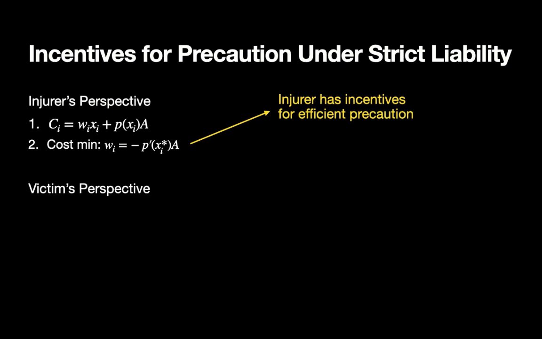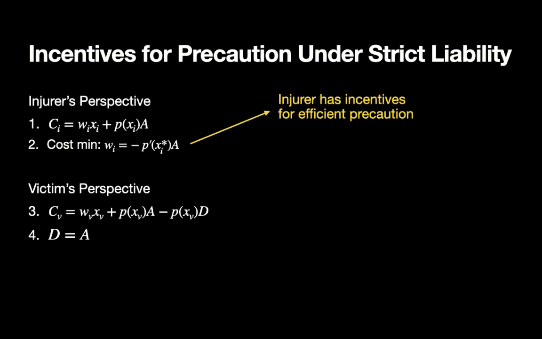Now let's look at the incentives the victim or plaintiff has to take precaution. Under a strict liability rule, only the injurer is held liable when an accident occurs. The victim escapes all liability. The injurer is required to compensate the victim with damages equal to the cost of the harm of the accident. So D, the compensation that the victim receives, is equal to A, the cost of harm from an accident.